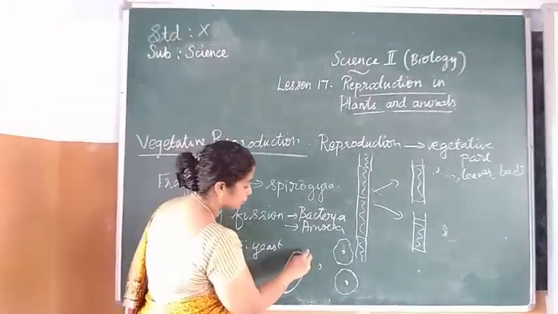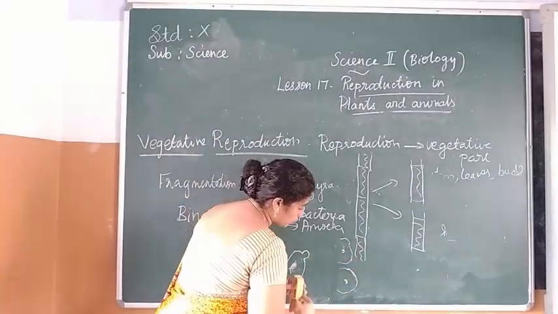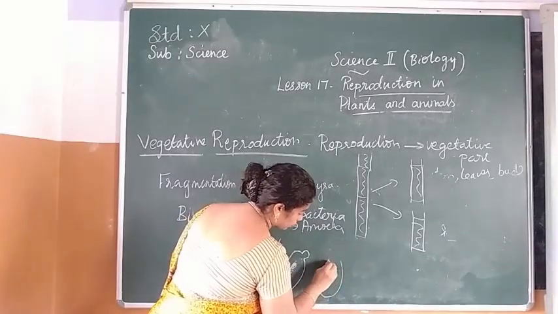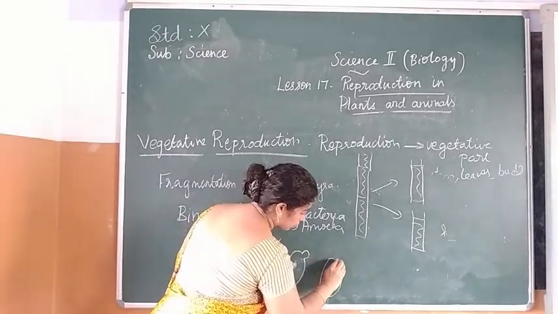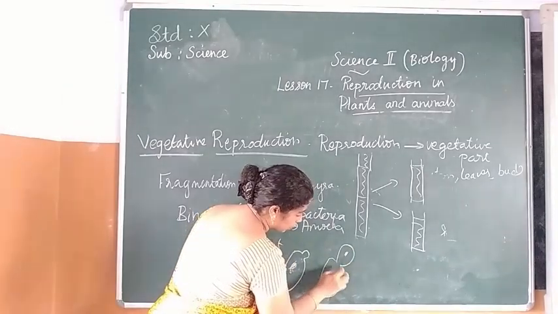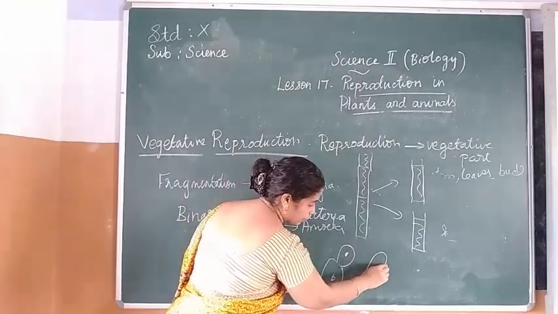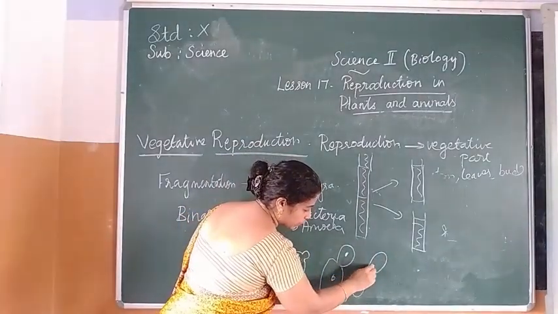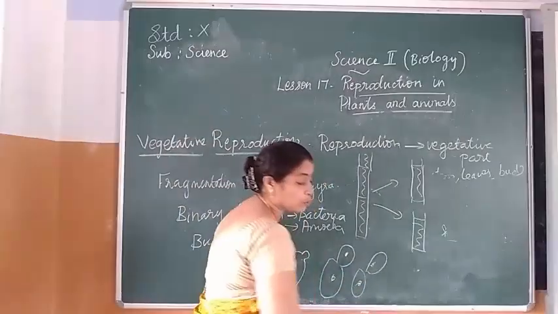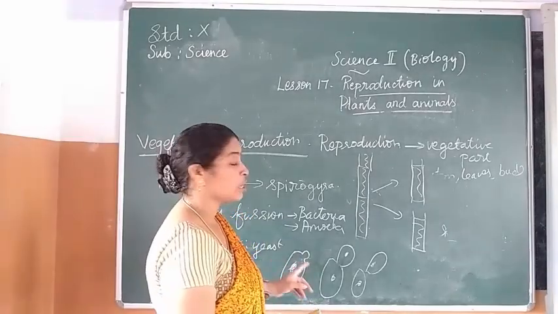First it will appear as a small bud structure. And after the maturation of this bud, it will get separated from the parental body, and it is able to grow separately as an individual organism. So this is about budding.